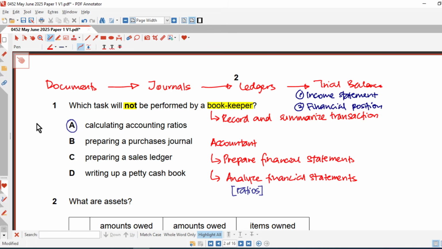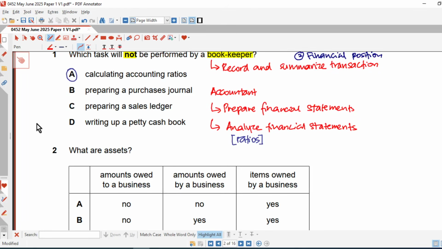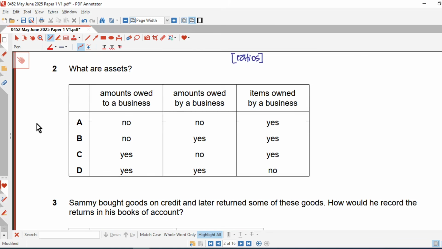Now let's bring you on to question 2. Question 2 is a very easy question. It's a short one, in fact, right? What are assets? That's it, 3 words. The 3 words every lady wants to hear. What are assets?